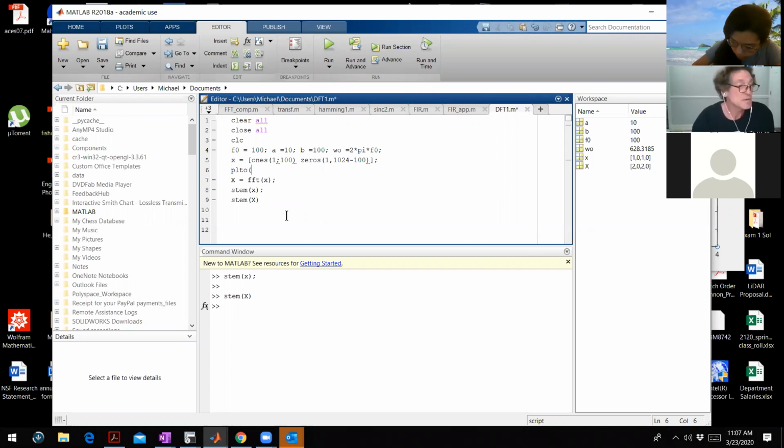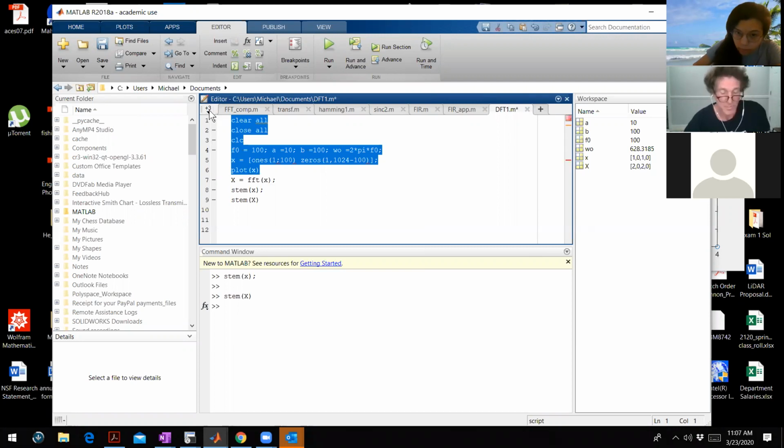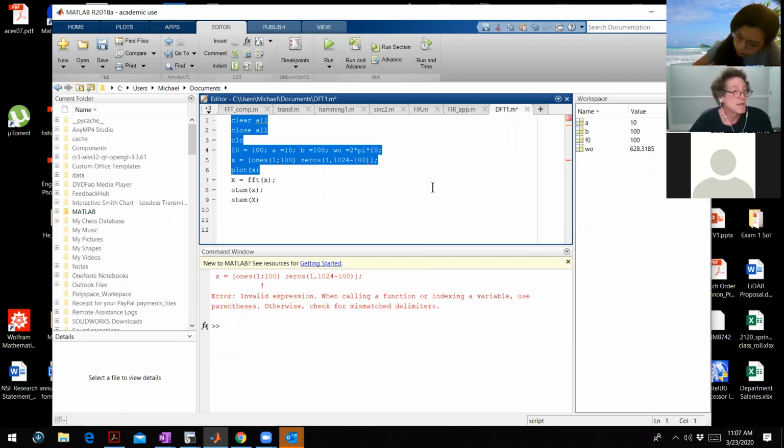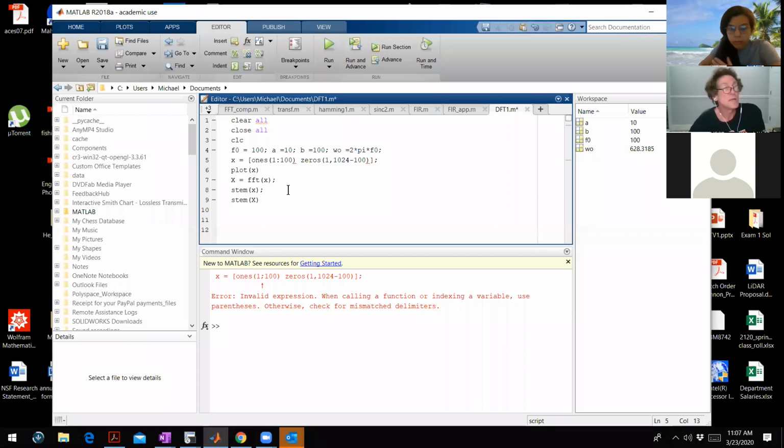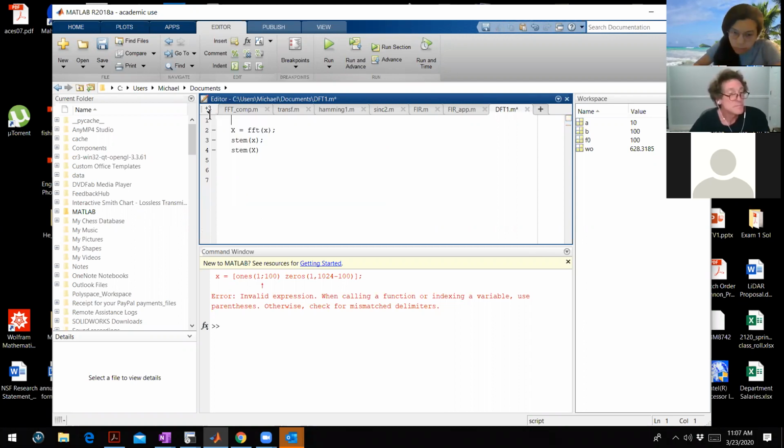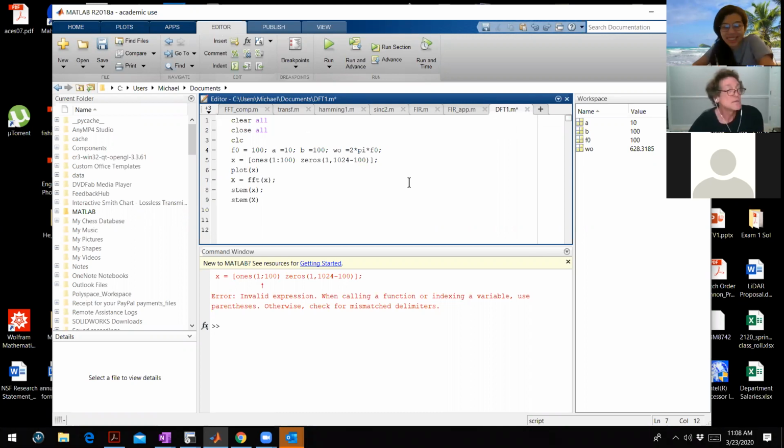And then after that, I'm just going to plot that. So plot x, and I'll just do this part right here. So this is going to be a pulse. What did it say? Oh, this is supposed to be a semicolon. Wait a second. What happened to my code? Did it all disintegrate? It disappeared. There it is. Let's try it again.